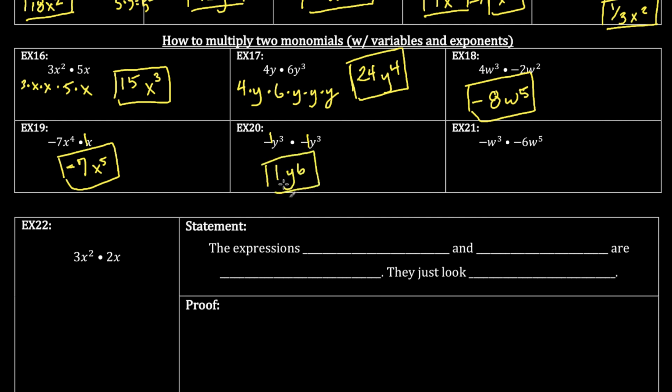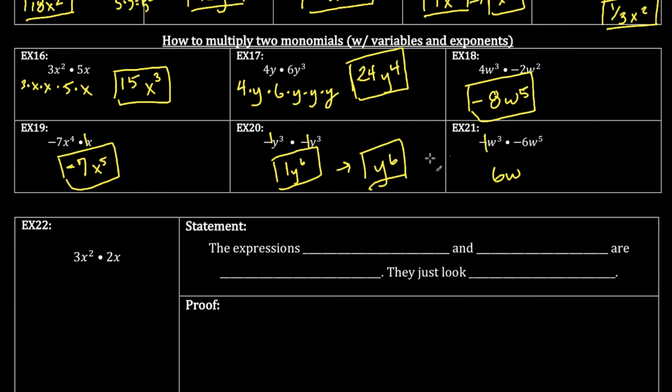Remember, we don't really, let me write this a little differently. This one is a little off. So we don't really need this 1 in front. So it's really just y to the 6th. Lastly, we have a negative times a negative, which is a positive. 1 times 6 is 6. W times W times W times W times W times W.